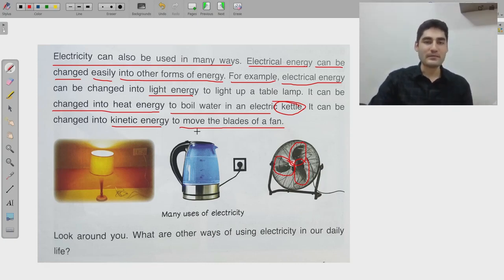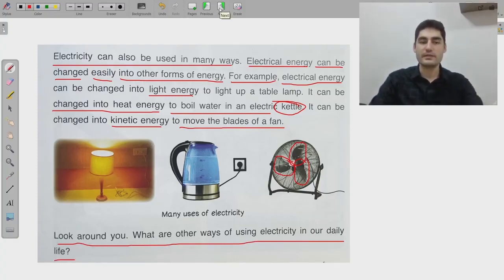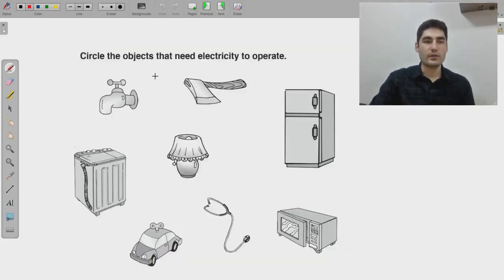Okay. So look around you. What other ways of using electricity in our daily life? What kind of examples? I have an activity for you guys. So circle the objects that need electricity to operate. So which objects need electricity?